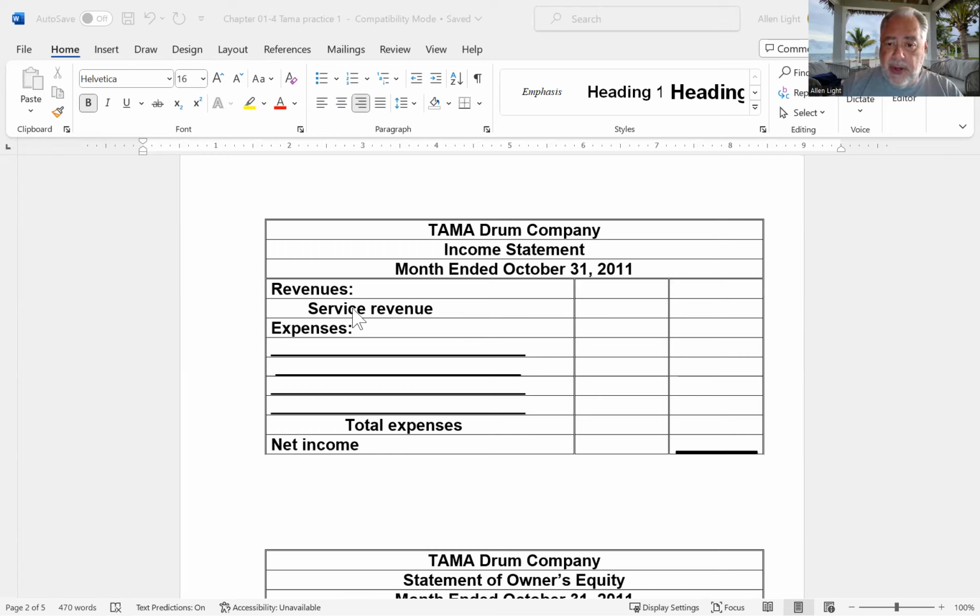You're going to take service revenue, and you're going to put service revenue here because it is the final total. Now, there's going to be more than one expense. So you're going to put the expenses on each line, and you're going to put them in the subtotal column. And then you're going to put total expenses right here. So now you're going to have revenue minus expenses. This number right here is going to be your net income. Okay, so that's the income statement.